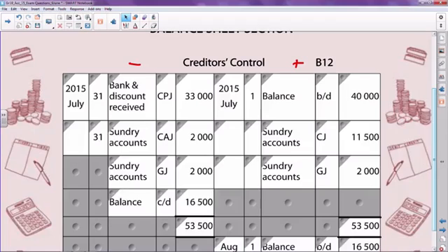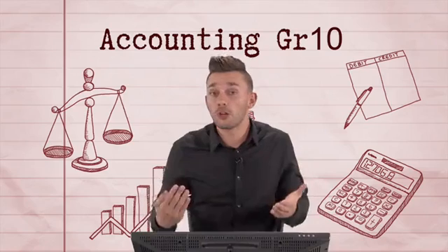And there you have it, guys. That's how you take all the journals to the general ledger and debtors ledger. Hope you got everything right with me. Hope you followed very nicely.